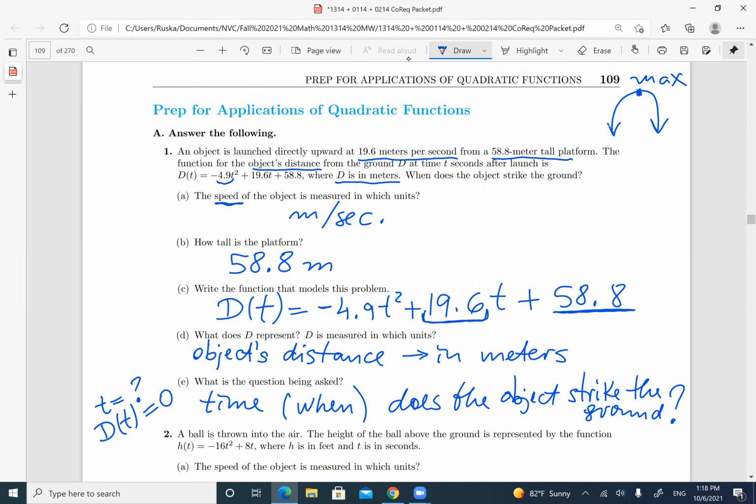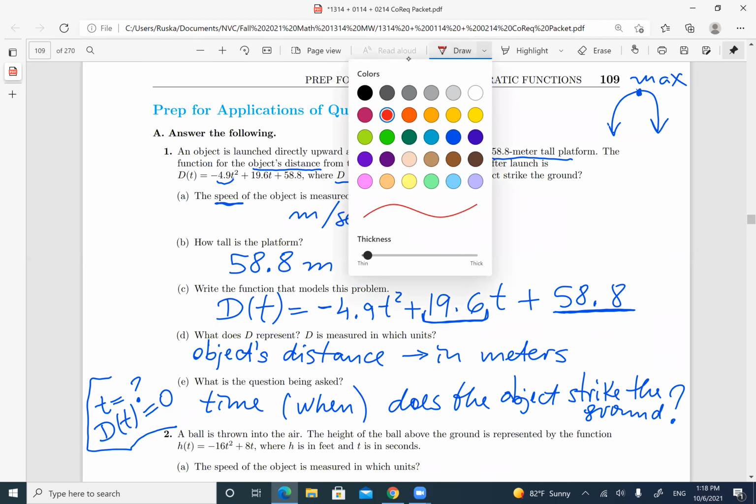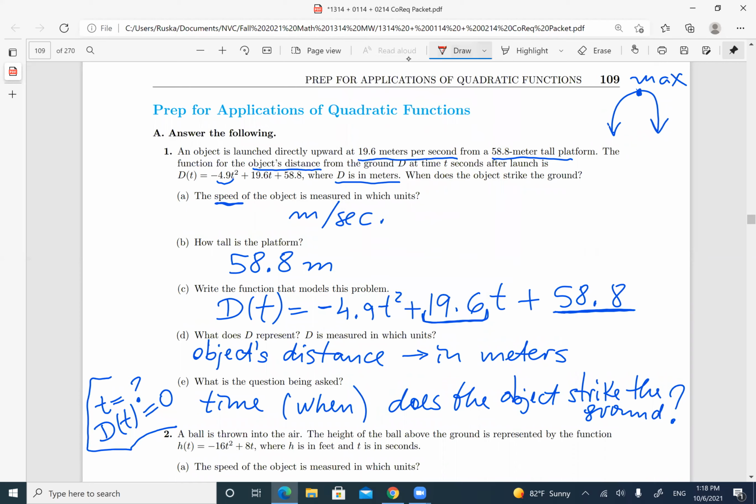Make sense? So mathematically, this is what they're asking. What is the time? Solve for t, find t, when the function is equal to 0. Technically, they're asking you to find the x-intercepts. Mathematically, you need to find the x-intercept of the parabola. Make sense? Everybody understand that?